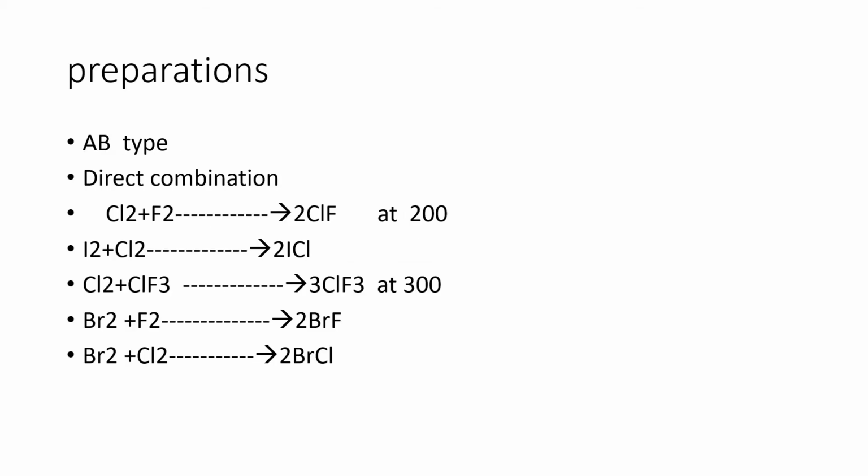Next, preparation of interhalogens of AB type, by direct combination. You can take chlorine and fluorine in equal volumes at 200 degrees centigrade. When chlorine combines with fluorine, you get chlorine monofluoride. One mole of Cl2 combines with one mole of F2, giving 2 moles of chlorine monofluoride. In the same manner, if you treat 1 mole of iodine with chlorine, you will get iodine monochloride.